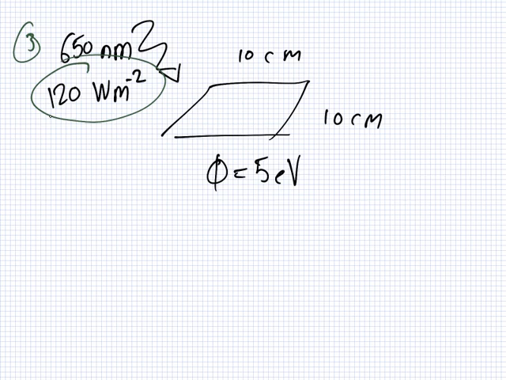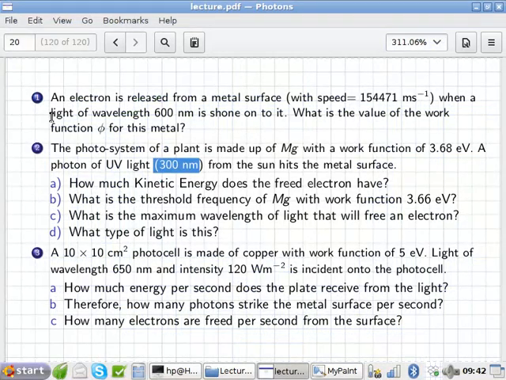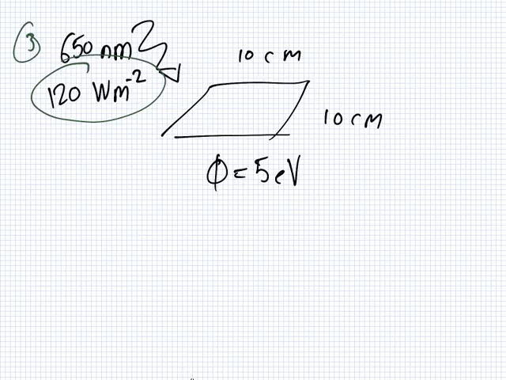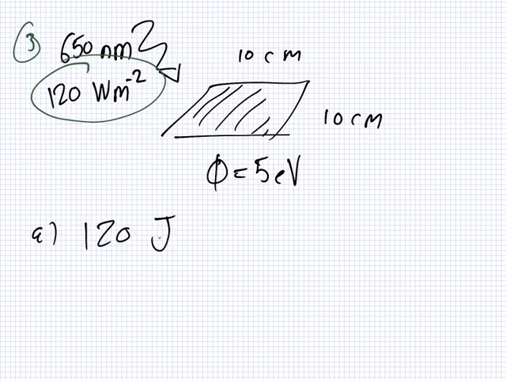How is this 100? Oh, it's given. So, how much light energy does this get per second? The answer is 120 joules per second, because I told you in the question it's 120 watts per meter squared. So that means per second it gets 120 joules.